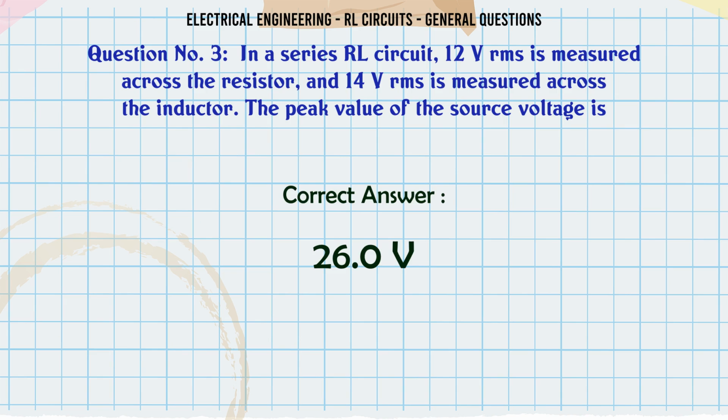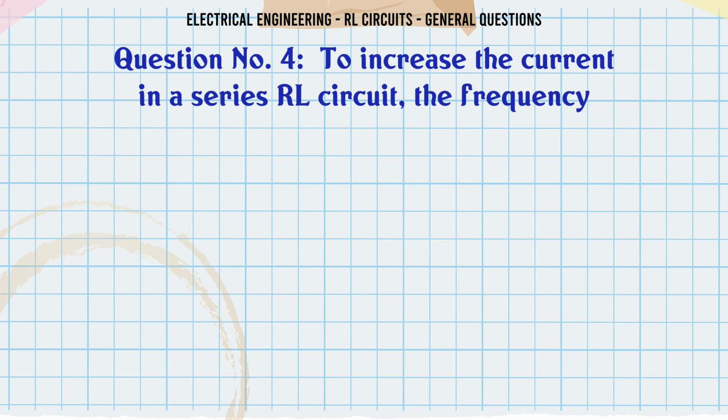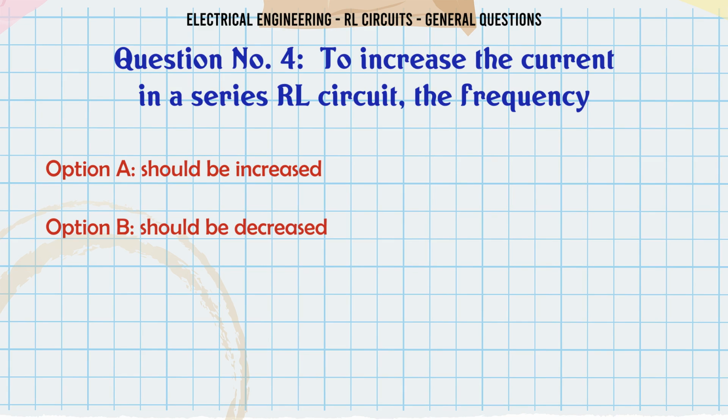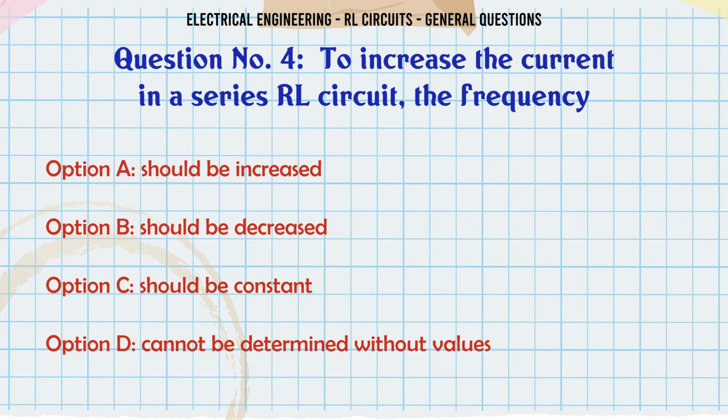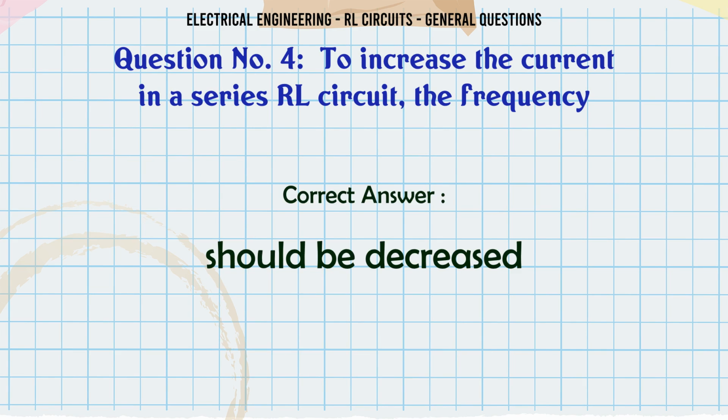26.0V. To increase the current in a series RL circuit, the frequency A. should be increased, B. should be decreased, C. should be constant, D. cannot be determined without values. The correct answer is should be decreased.